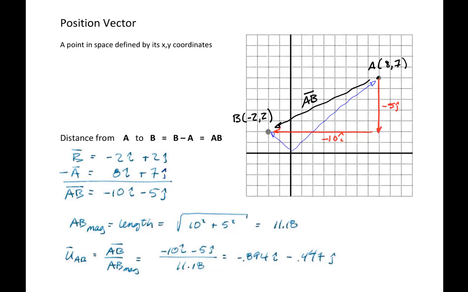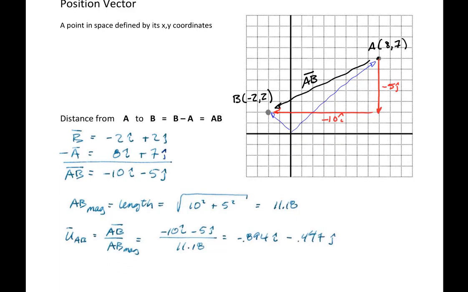We can find the length of that vector by taking the square root of the sum of the squares. That would be 11.8. We can find the unit vector of AB by taking the vector description of AB and dividing by the magnitude, and you'll get the unit vector of AB.